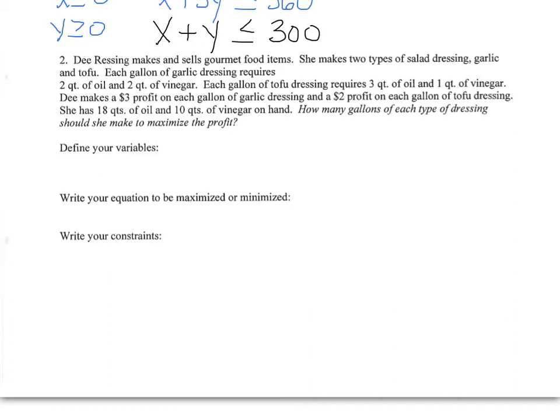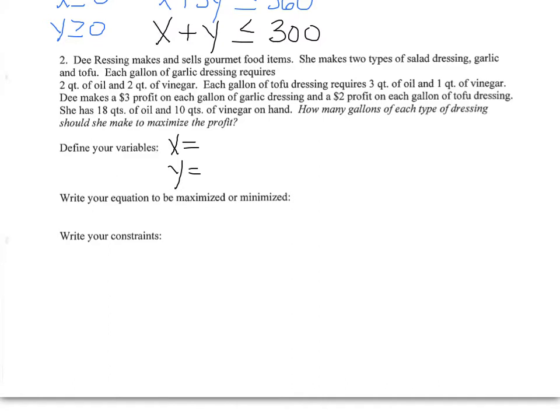The first thing I'm going to have to do is define what my variables are, just like I did the last time. And my variables are going to be what I'm producing. So I am not producing time, and I am not producing hours. In this case, I am not producing oil, and I'm not producing vinegar either. I'm making salad dressing. And so I'm going to let X be whatever comes first, and I'll let Y be whatever comes second.